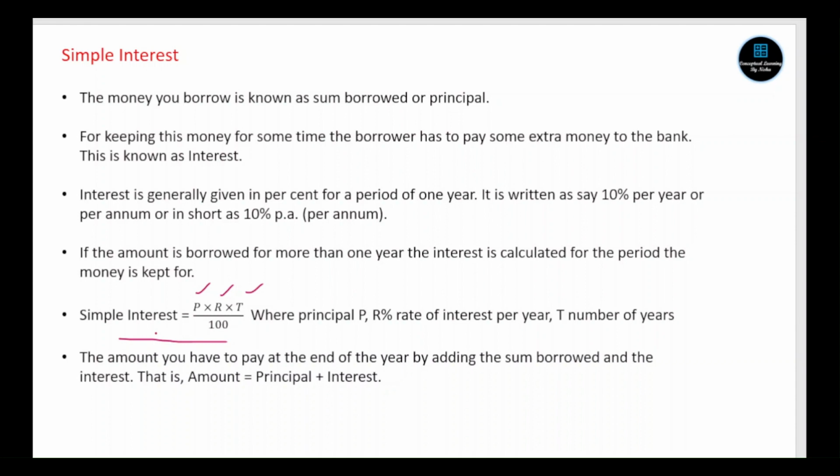We have one more type of interest which is called compound interest. We'll talk about that later. Now, the amount is equal to the amount you have to pay to the bank or maybe to your friend. So that is nothing but principal plus interest. Now let's understand this by some examples.